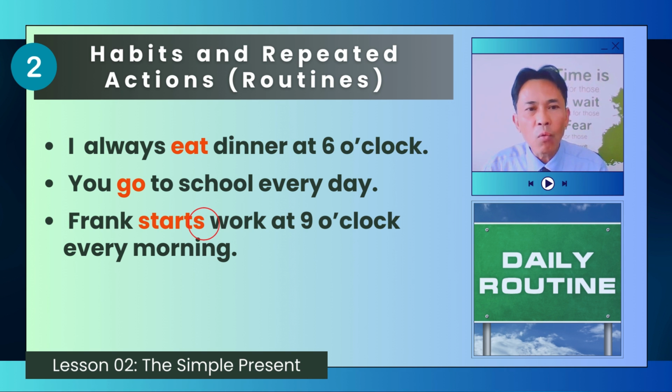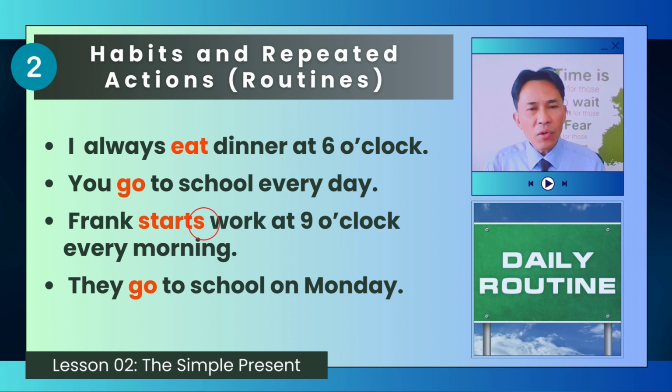Now let's look at one more example. They go to school on Monday. And again, on Monday means that they do it on a regular basis. They go to school when? On Monday. So it is a routine. And that's why we use the simple present tense. They go to school. So remember, we use the simple present tense to talk about routines and habits that happen regularly. Okay, so now let's move on to the next usage.